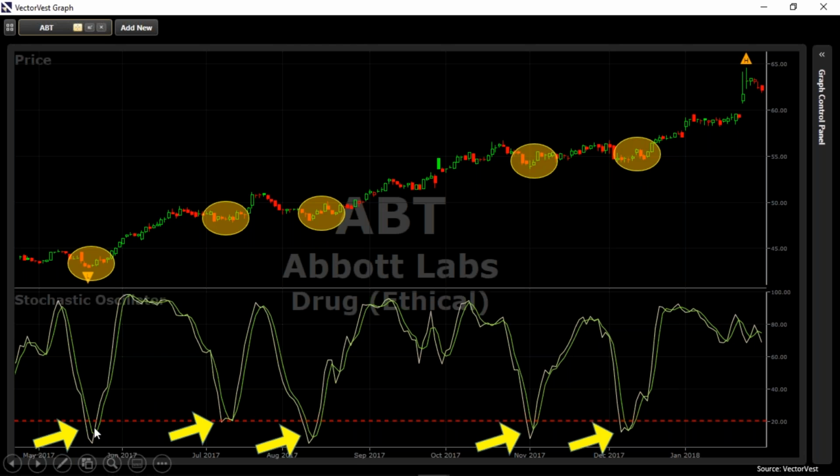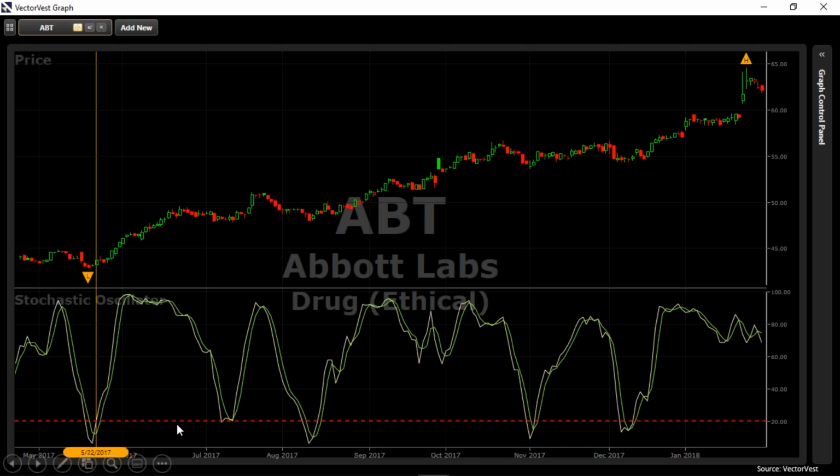Just because stochastics goes below 20 doesn't mean that you buy it. That's kind of what's called a setup. All right. A setup is a set of conditions letting you know to get ready to enter the trade. The actual trigger is the situation that you see that tells you to enter the trade. So the trigger with stochastics is when the oscillator goes from below 20 to above 20.